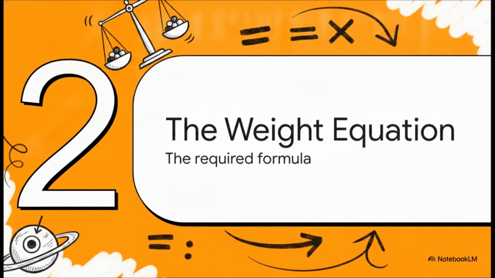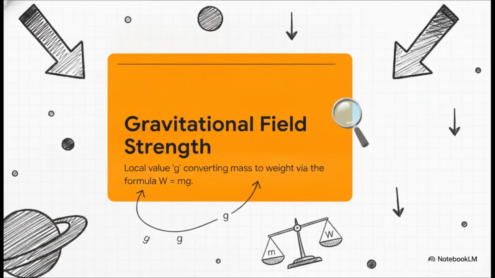Moving right along to Section 2, the weight equation, the formula you need to know. So, now that we've separated those two concepts, how do they actually relate to one another mathematically? Well, the bridge between mass and weight is represented by a lowercase g, which stands for gravitational field strength. This is a localized value, and it dictates exactly how much gravitational force acts upon a given mass in a specific location. It's basically your multiplier. It turns your invariant mass into your localized weight using that absolutely essential formula, W equals m times g. That's weight equals mass times gravitational field strength.